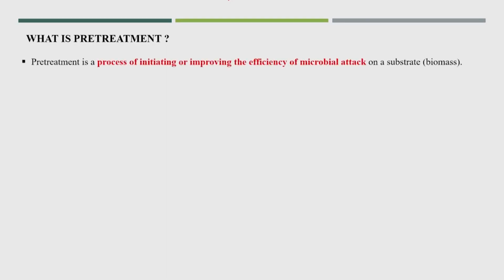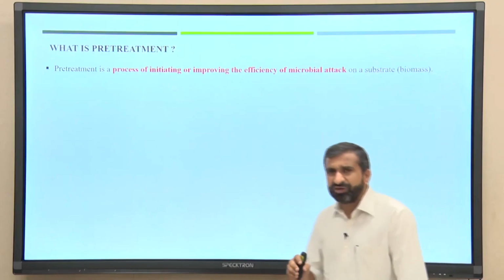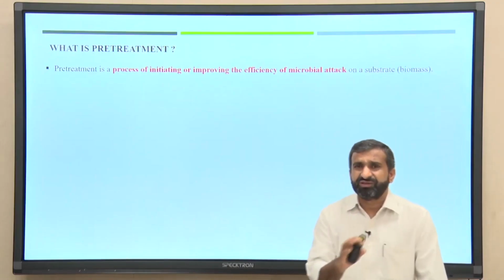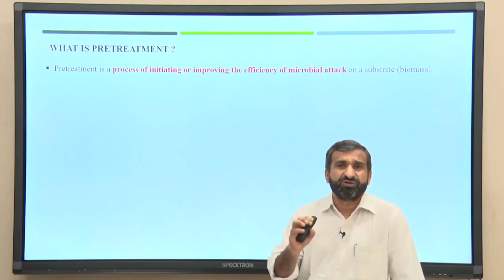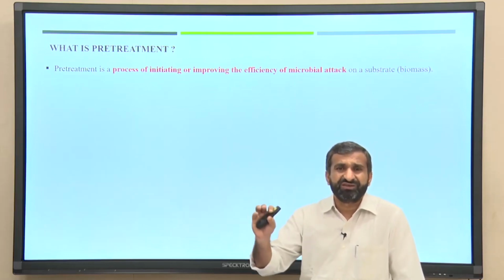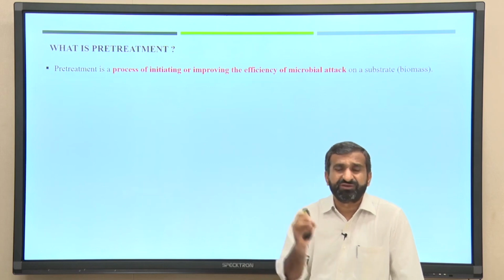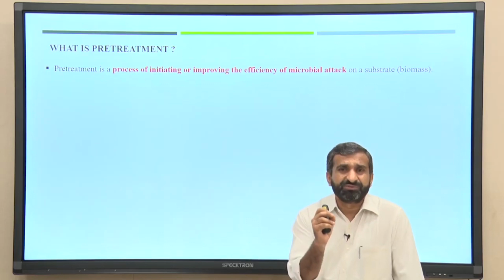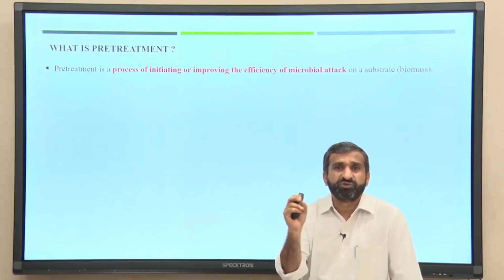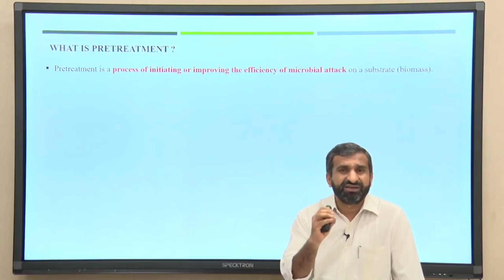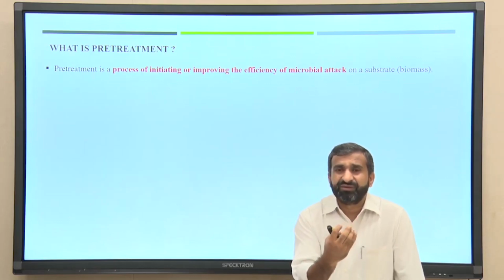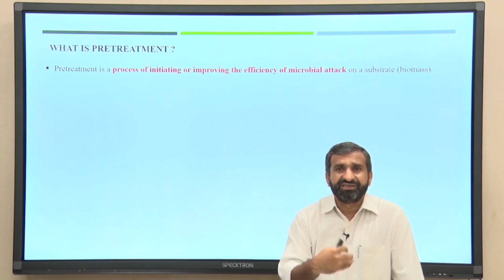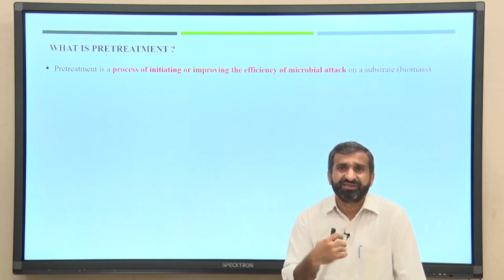So, what is pre-treatment? It improves the efficiency of microbial attack on the substrate. I already shared in one of the lectures that for composting normally a size of 1 centimeter to 2 centimeter is required, but for anaerobic digestion you require a very small size of the substrate, could be 2 mm to 4 mm. So, these anaerobic bacteria can start the degradation process very easily.